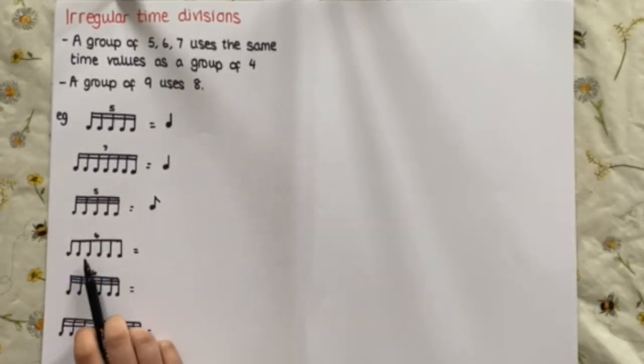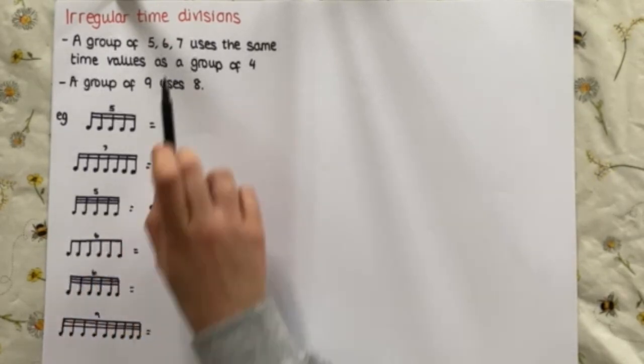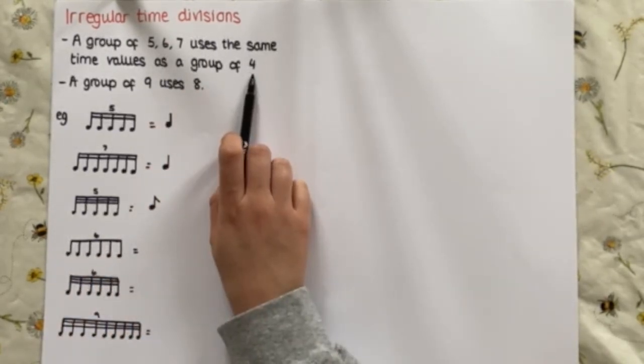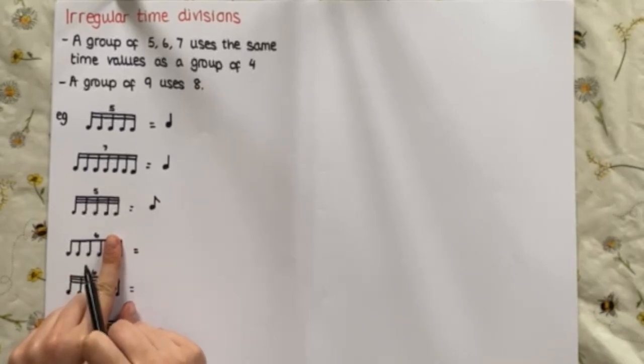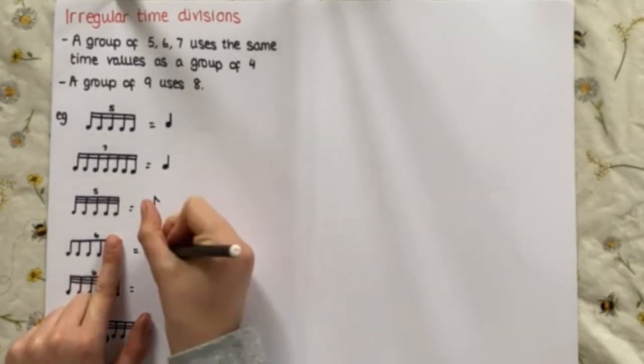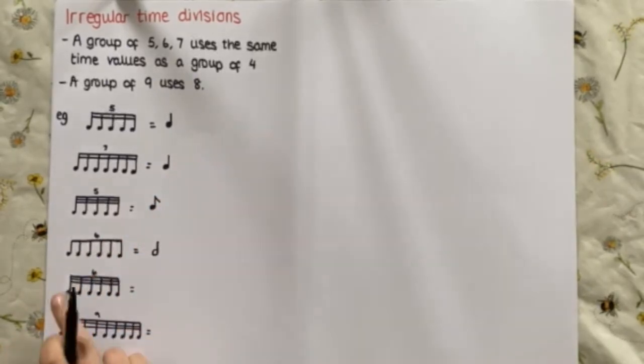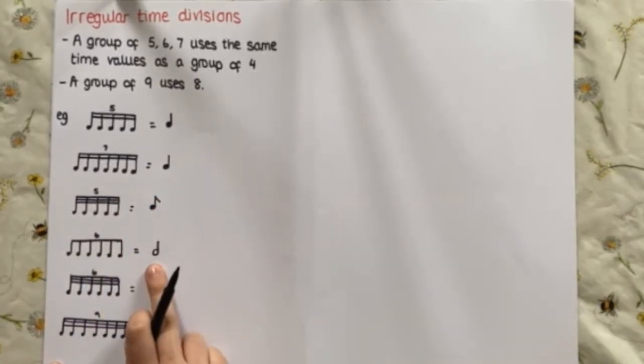Here we've got a sextuplet, so this is 6 quavers. Again, 6 uses the same as 4, so we chop off 2 and we've got 4 quavers. Now 4 quavers add up to a minim. So we need to play these 6 notes in the time of a minim.